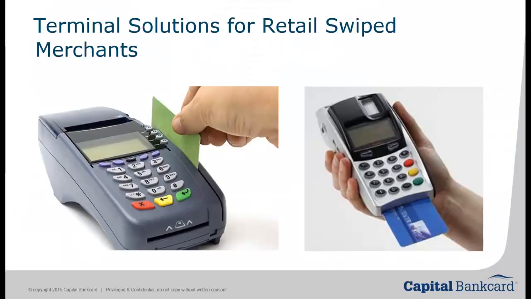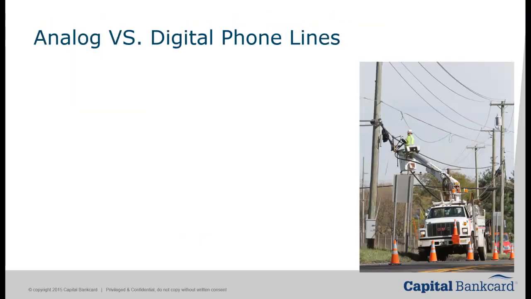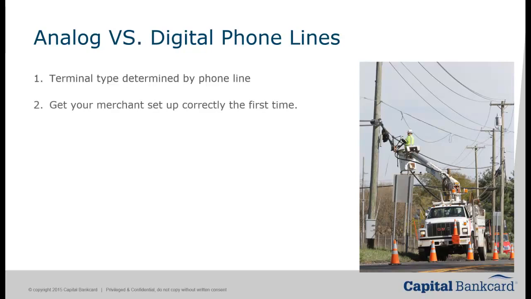Now we're going to start off with your terminal solutions for retail swiped merchants. One thing we want to make sure we cover first is the difference between analog and digital phone lines. The type of terminal you're going to choose will be directly determined by the type of phone line that the merchant has. You obviously want to get your merchant set up correctly the first time, make things easier for both you and them.